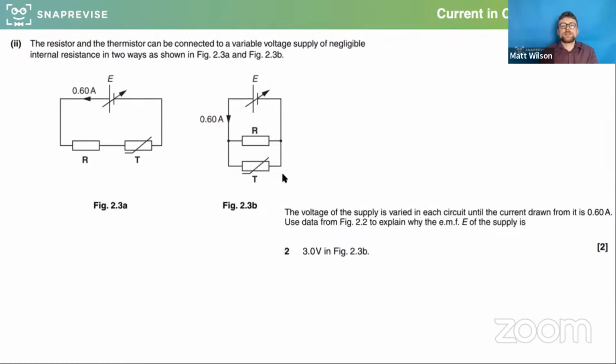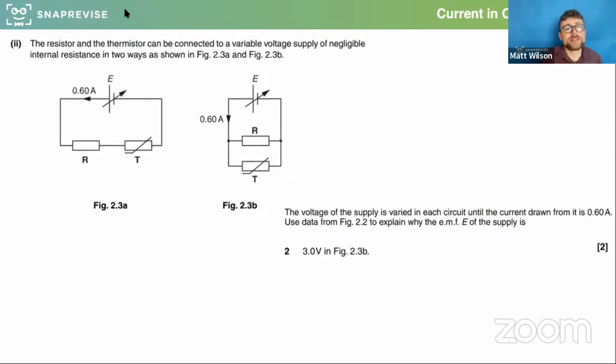A resistor and the thermistor can be connected to a variable voltage supply of negligible internal resistance in two ways, as shown in figure 2.3a and figure 2.3b. The voltage of the supply is varied in each circuit until the current drawn from it is 0.6 amps. Use data from figure 2.2 to explain whether EMF E of our supply is 3 volts in figure 2.3b.